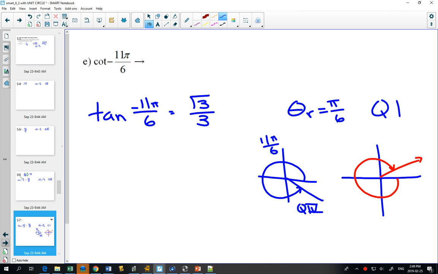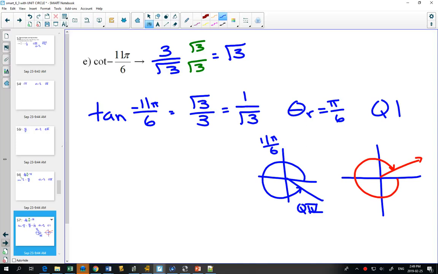And I would leave my answer positive because in quadrant 1 tan is positive. So cotangent of negative 11 pi over 6 will be 3 over root 3. Of course, in a textbook, they would simplify that to be square root of 3. Again, you could rationalize the denominator and simplify that to get square root of 3, but the answer is just fine if you leave it as 3 over root 3.